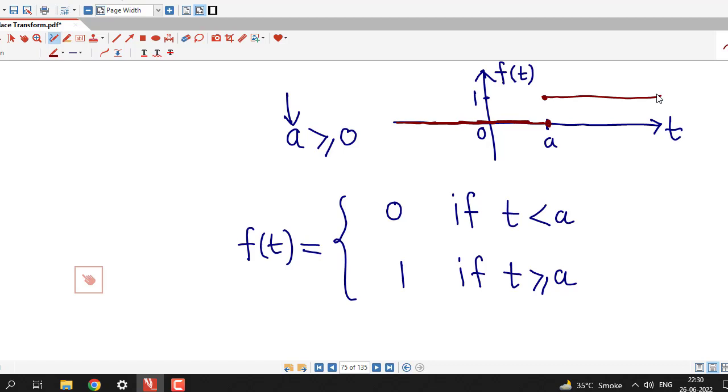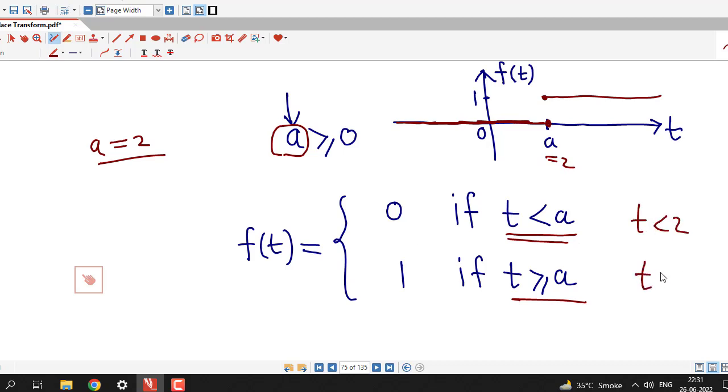So this function depends on this non-negative real number a. For every non-negative real number we can define this type of function. Suppose we consider a equal to 2. So our function will be equal to 0 if t is less than 2, and it is 1 if t is greater than or equal to 2.